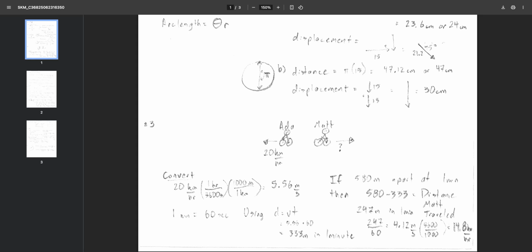It's rare that they give accelerations in kilometers and hours. So if you just constantly go back to base units of meters and seconds for speeds, accelerations, distances, it's going to make your life much easier. So I did the conversion. 20 kilometers an hour is going to be 5.56 meters per second.